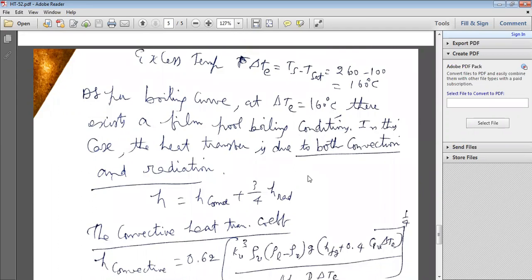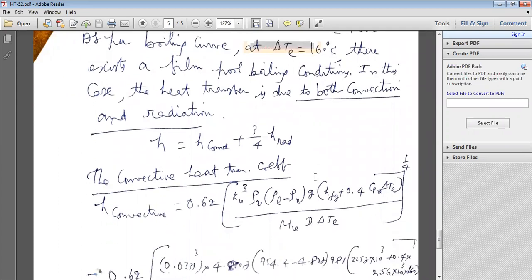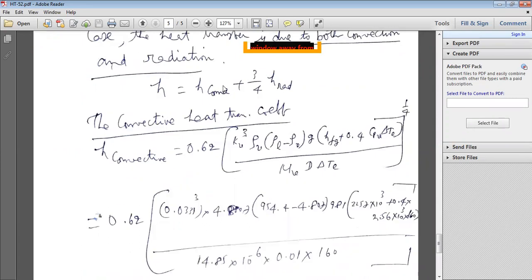In the film boiling conditions, how do you calculate the heat transfer coefficient H? We have a convection heat transfer coefficient and a radiation heat transfer coefficient. So the overall or effective heat transfer coefficient in film boiling is H convection plus 3/4 H radiation. For that, you have to calculate H convection and you have to calculate H radiation.